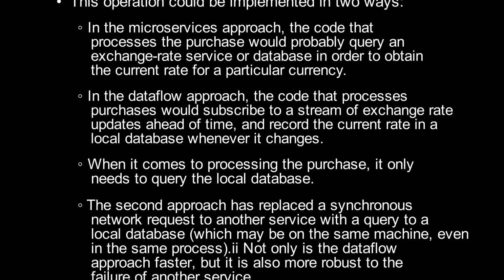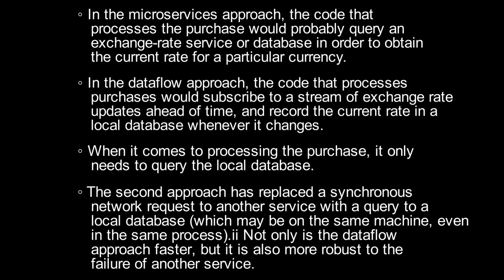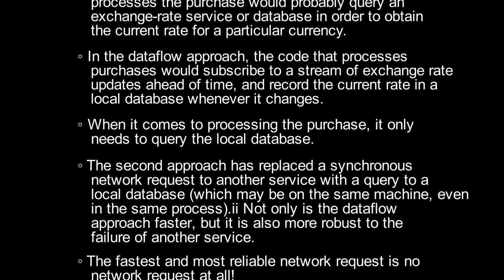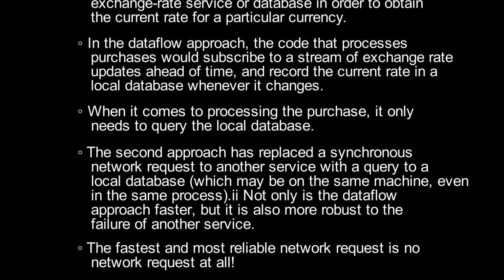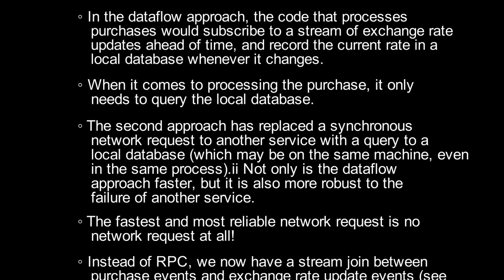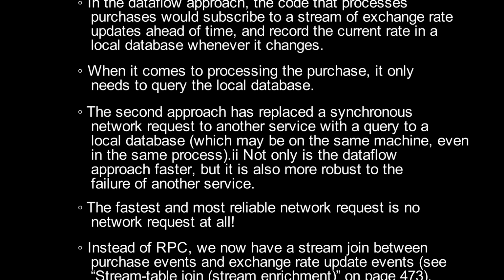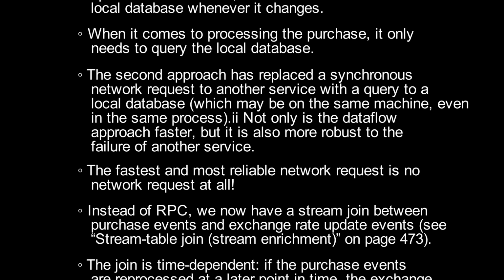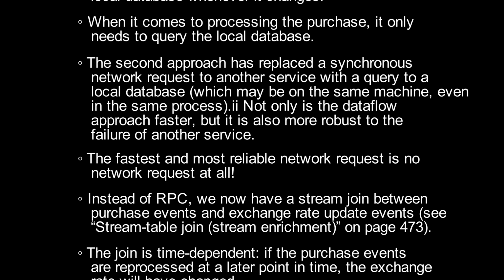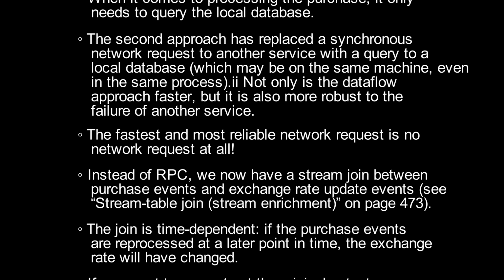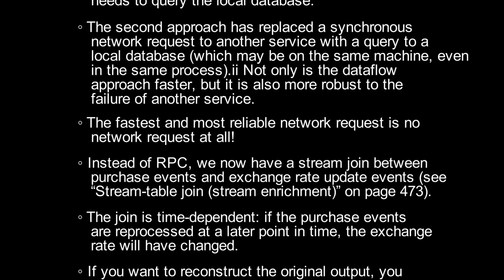The second approach has replaced a synchronous network request to another service with a query to a local database, which may be on the same machine, even in the same process. Not only is the Dataflow approach faster, but it is also more robust to the failure of another service. The fastest and most reliable network request is no network request at all. Instead of RPC, we now have a stream join between purchase events and exchange rate update events. See "Stream-table join (stream enrichment)" on page 473.